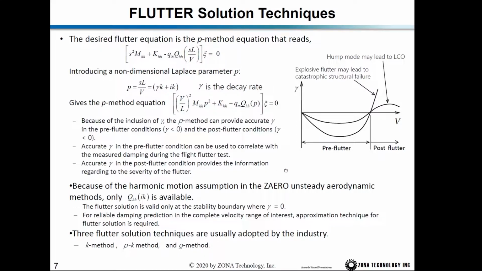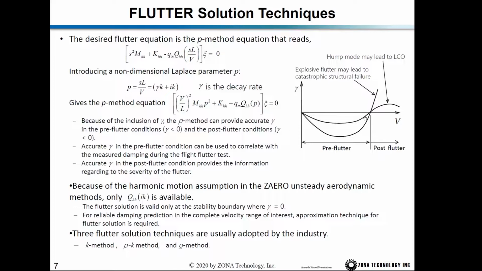So if the damping line crosses the zero damping line with a large slope, we call this explosive Flutter. And this explosive Flutter, once it flutters, may lead to catastrophic structural failure. Okay, so it's very dangerous.